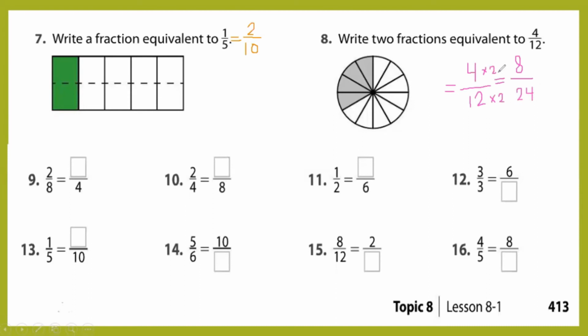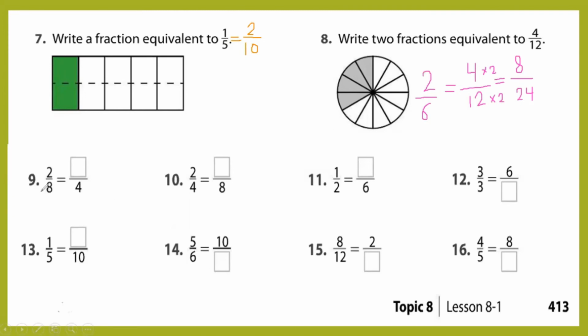Each time when we multiply by a number up and down, I will get big numbers. But teacher, I can get small numbers. I can get numbers smaller than 4 and 12. Yes, teacher. We know that 4 and 12 are even numbers, so both of them can be divided by 2. 4 divided by 2 equals 2. 12 divided by 2 equals 6. So 2 out of 6 equals 4 out of 12 equals 8 out of 24.